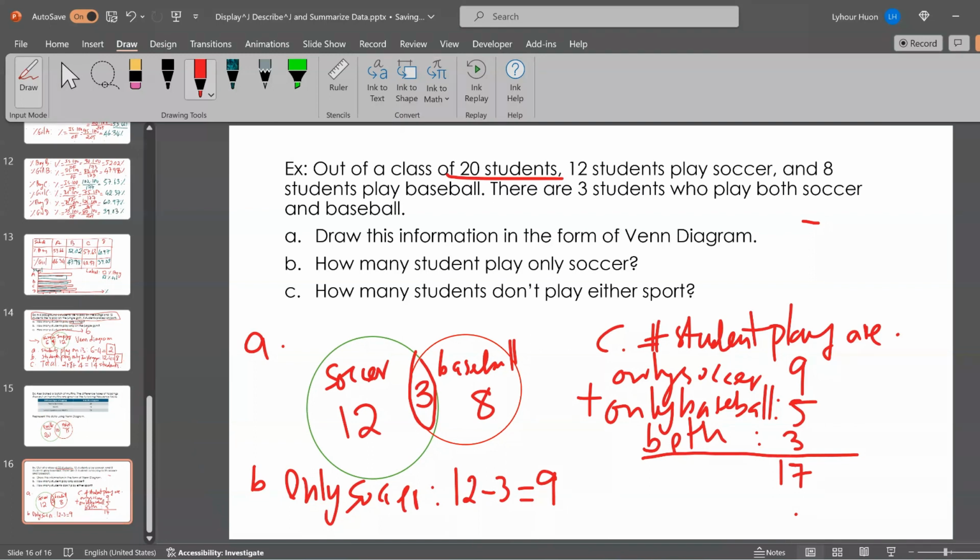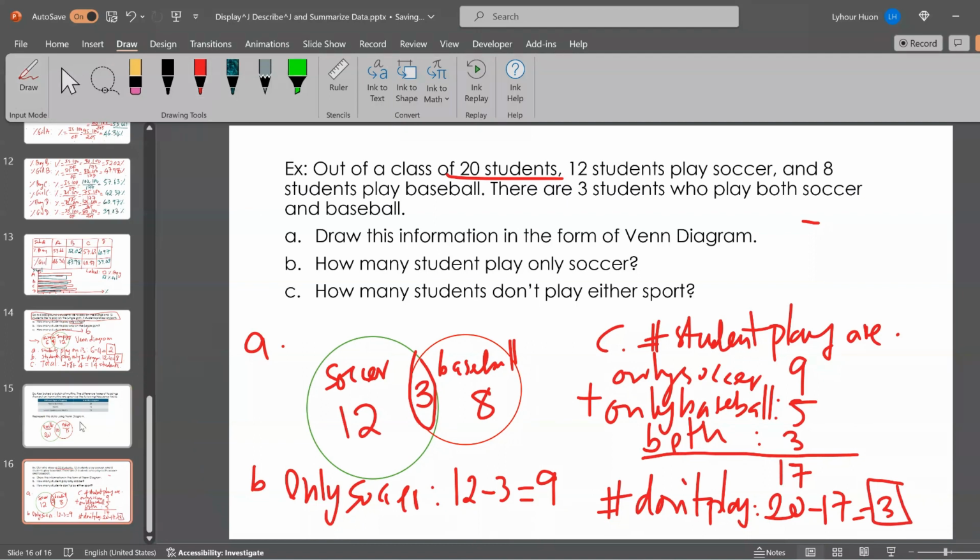This is only the number of students who play. So the number of students who don't play equals 3 because I forgot about the 3. 20 minus 17 is 3. So this is 3. Number of students, 3. Okay, so that seems not very difficult.